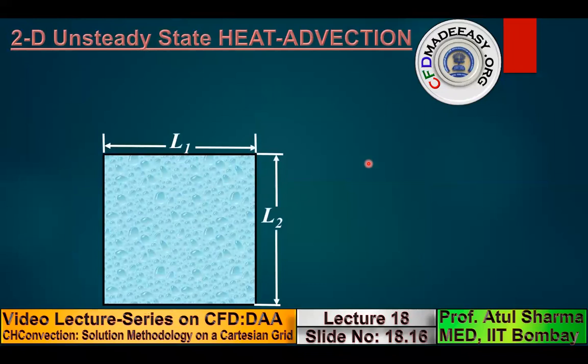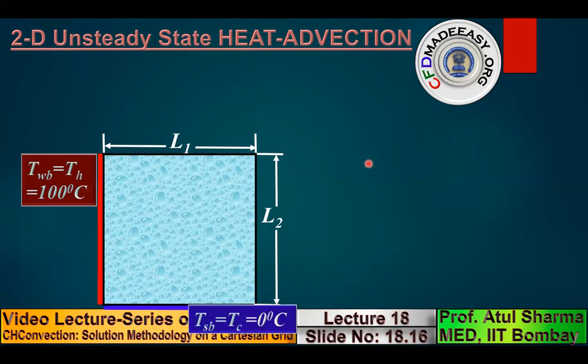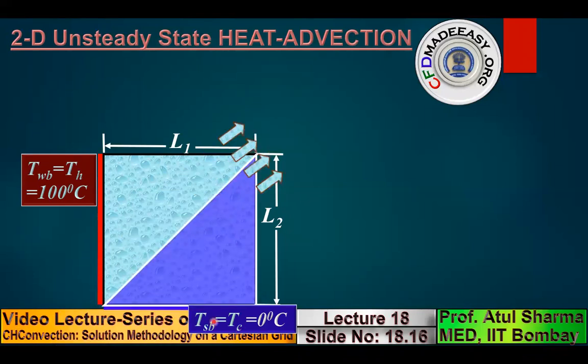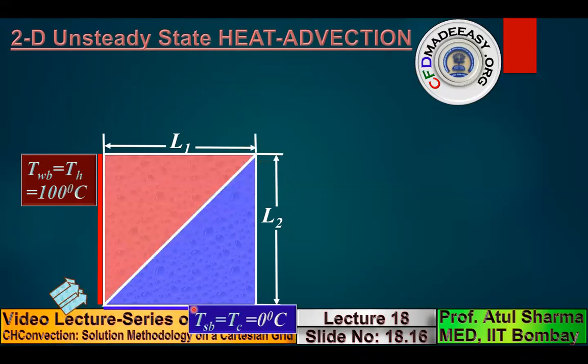So this is the problem where this is a square domain, and this is the left boundary which is maintained at a temperature of 100 degrees centigrade. Bottom boundary is maintained at 0 degrees centigrade. This is the column of fluid. Let's suppose this is water, and the flow is inclined at an angle of 45 degrees in a square domain. So all the fluid, while flowing, those fluids which are hitting the left wall will carry a temperature of TH, and those fluids which are hitting the bottom wall will carry a temperature of TC. So this is the analytical solution, where across the diagonal there is a sharp change in the temperature.